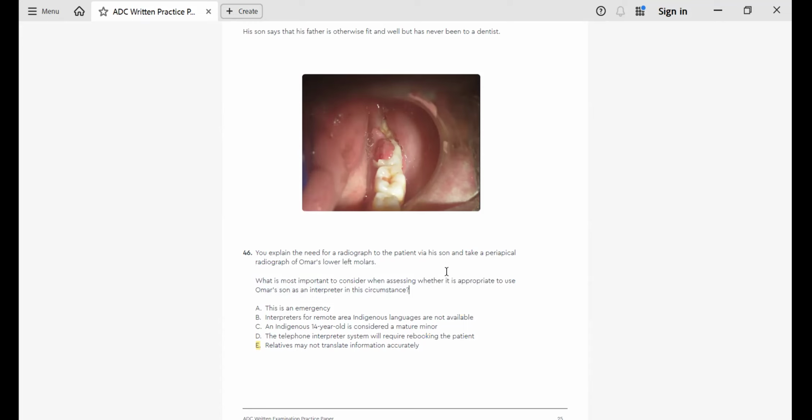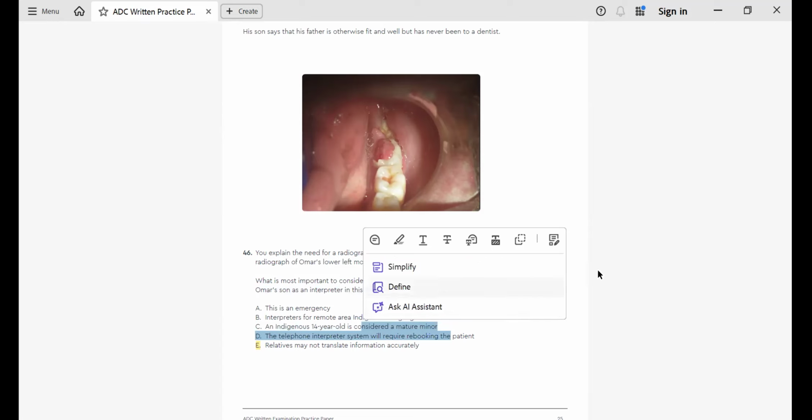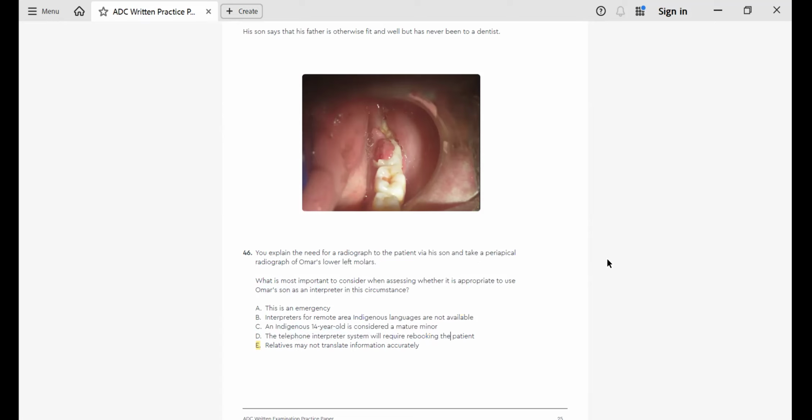So A, B, D, they are completely wrong. An indigenous 14-year-old son is considered a mature minor. Now, 14-year-olds can be considered a mature minor, but the wording, an indigenous 14-year-old, that is wrong. It doesn't mean that only an indigenous 14-year-old can be considered a mature minor, right? This is an emergency? Not really. It's not an emergency, right? Emergency is something that is life-threatening. This is urgency.